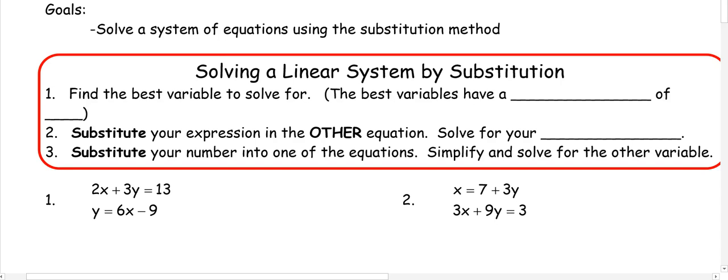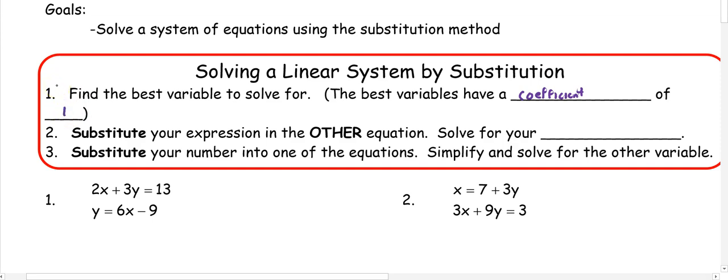This video is about solving a system of equations using the substitution method. In order to use the substitution method, the first thing we want to do is find a variable to solve for. The best variables to solve for are the ones that have a coefficient of 1, so either an x or y.